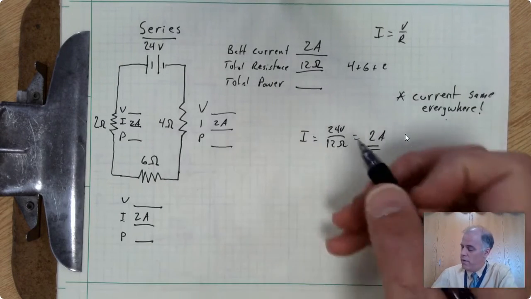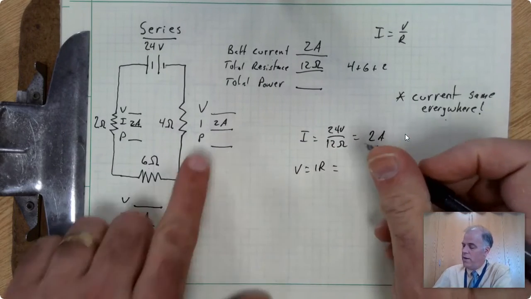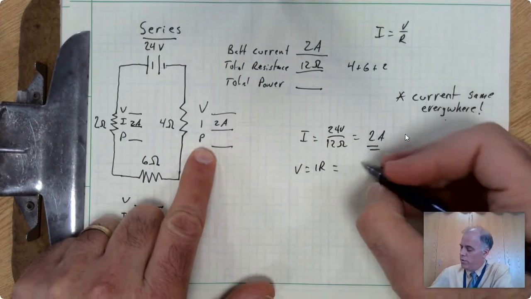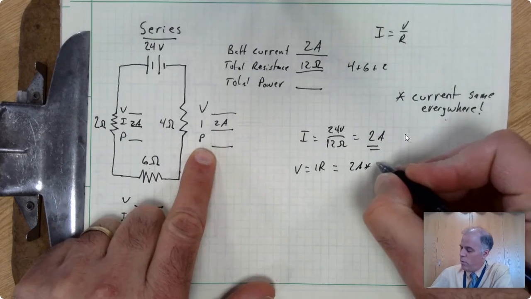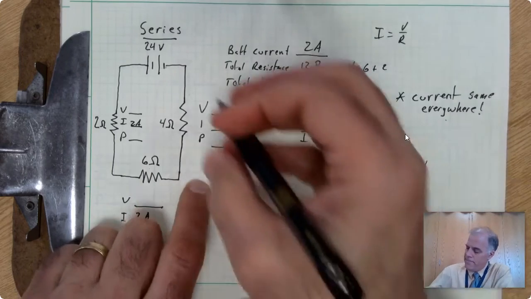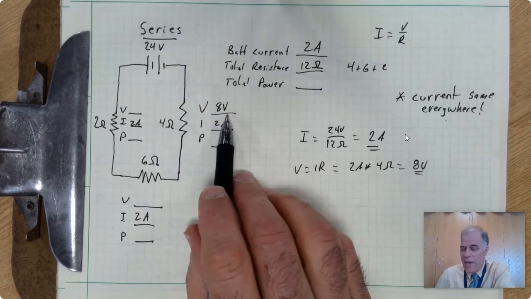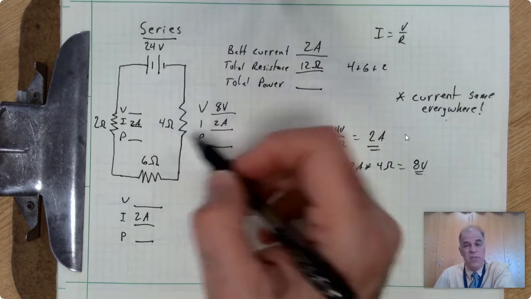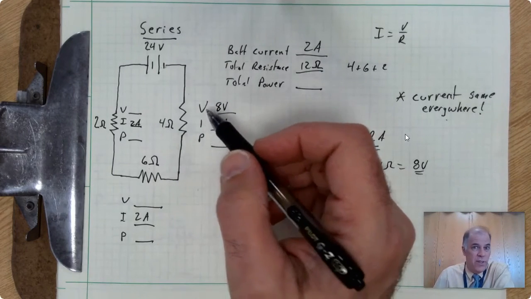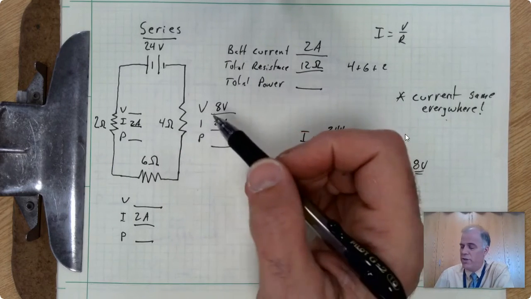So for this one here, we'll use the form of Ohm's law, which is V equals IR. So we have V equals 2 amps times 4 ohms is equal to 8 volts. Okay, 8 volts. Now, what this means is that this resistor is using up some of the voltage to do whatever it's doing, to produce heat or light or whatever function it's trying to do.